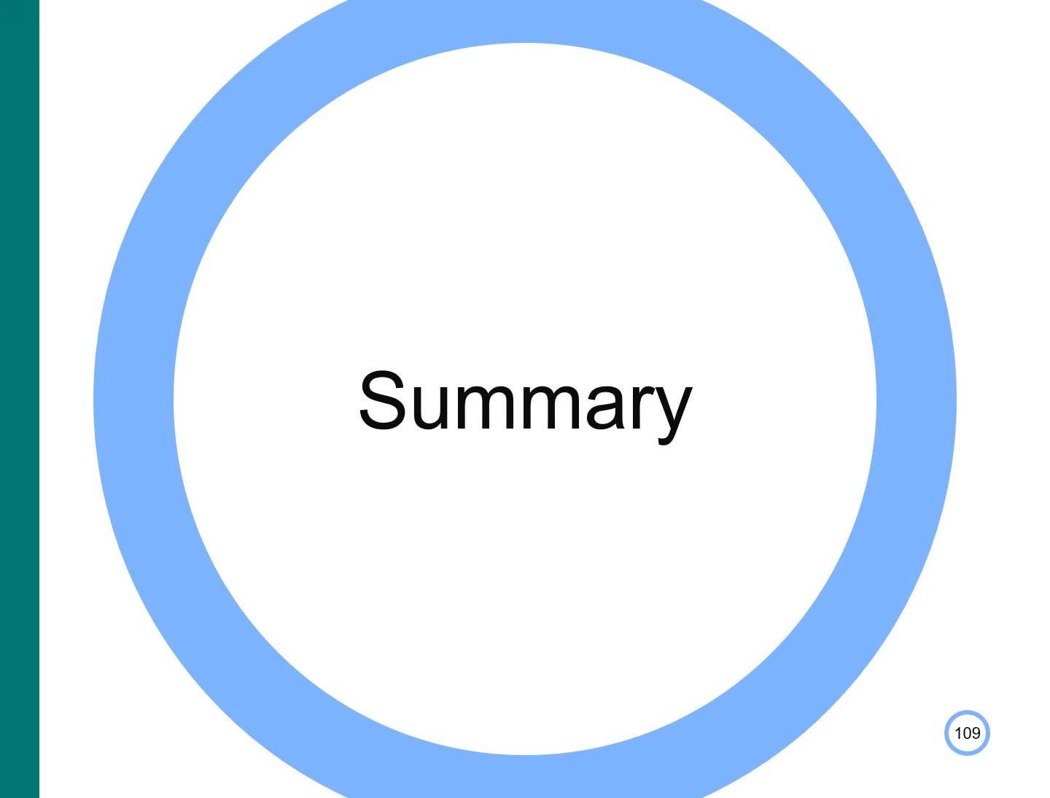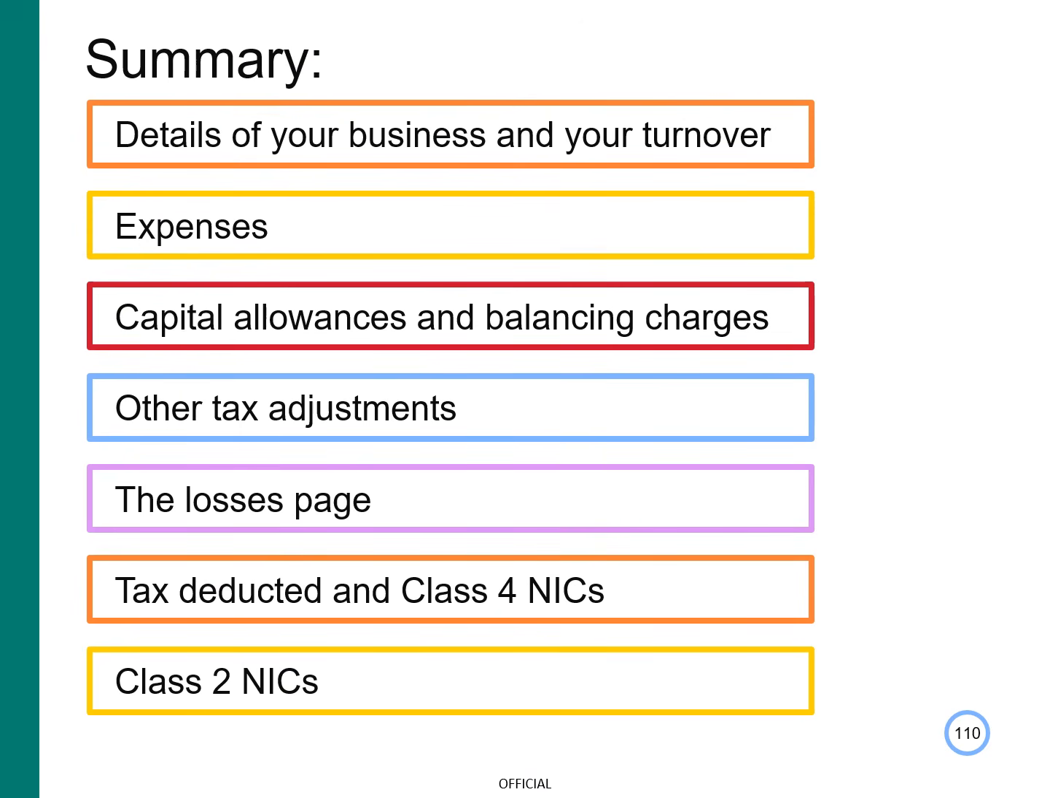We are nearly at the end of the webinar now. Here's a summary of what we've covered today. In today's webinar, we've looked at the details of your business and your turnover, expenses, capital allowances and balancing charges, other tax adjustments, the losses page, tax deducted and Class 4 national insurance, and Class 2 national insurance.